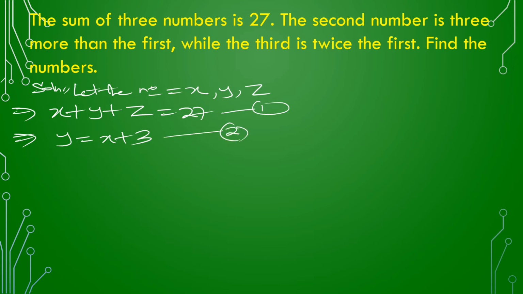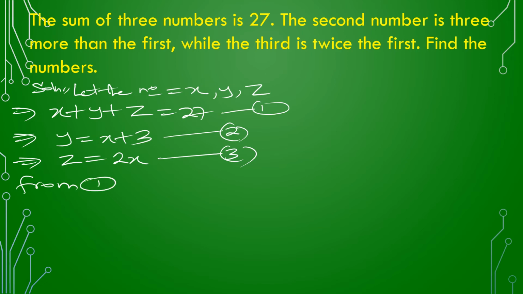And then they say the third is twice the first. This simply means that Z, which is the third, is twice the first. It means 2 times the first, which is 2x. We call this what? Equation 3. Okay, so from equation 1, they say the sum.